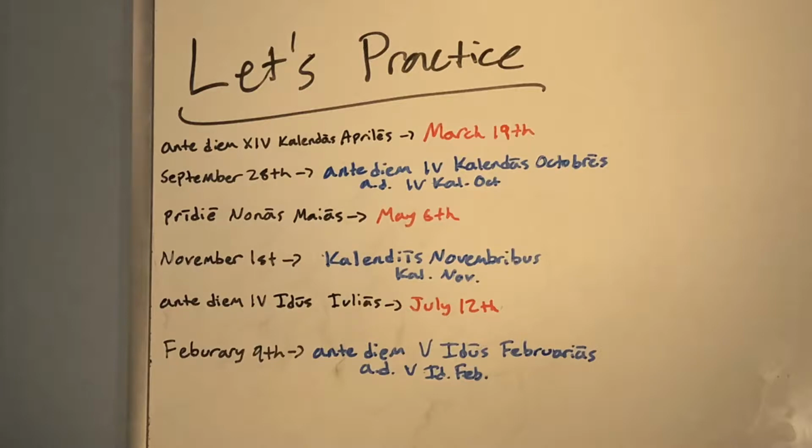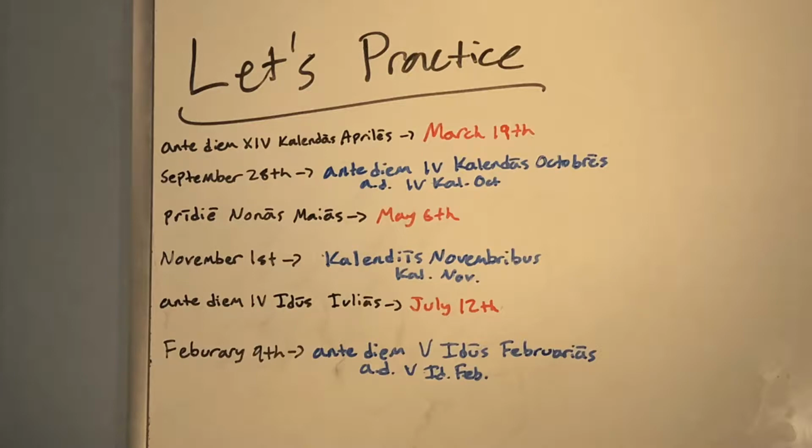Here, November 1st, this is the calends of November. This is one of the fixed points. Since we're on one of the fixed points, then we have it as an ablative. So this would be Calendis Novembribus. Make sure that you have the ibus endings for the third declension adjectives, because they have to have the right endings, so make sure that you have the months memorized if you don't already.